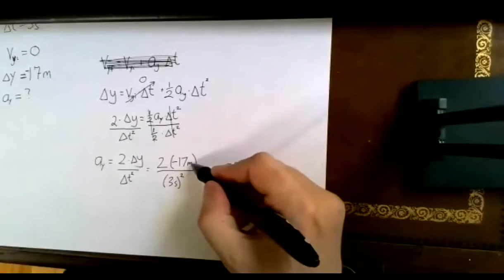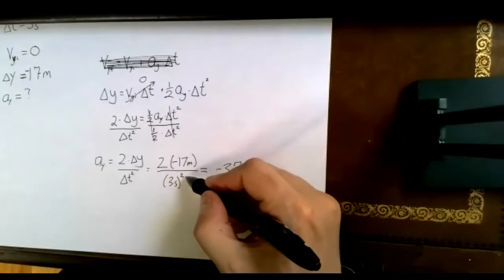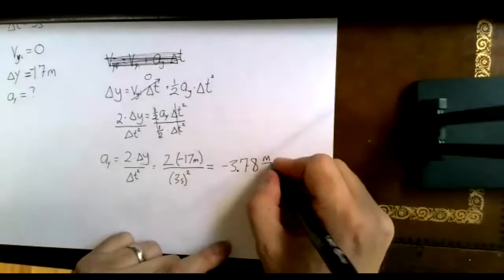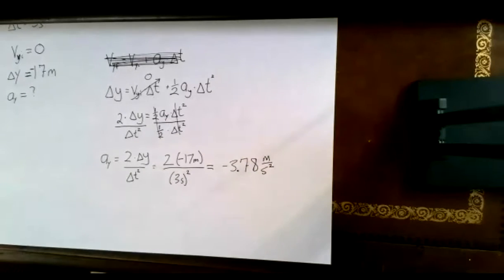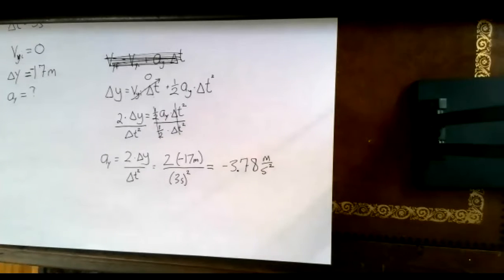And for the unit, I've got a meter on top and seconds squared on the bottom. So that's meters per second squared, which is good because I'm looking for an acceleration, and that's the SI unit for acceleration. And negative 3.78, well, that's less than here on Earth, right? On Earth, we know the acceleration from gravity is negative 9.8 meters per second squared. This one's somewhat smaller. So on this planet, if you let something go, it's going to fall slower than here on Earth.